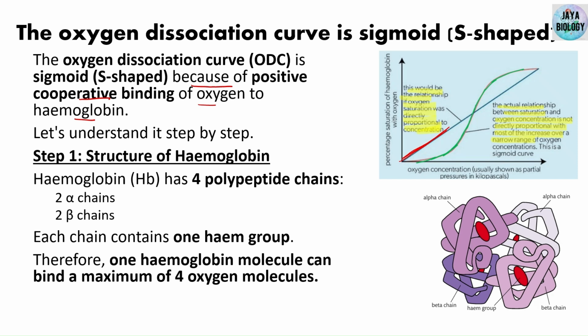Before understanding in detail, first try to understand a few basic things. What is the structure of hemoglobin? It has 4 polypeptide chains, 2 alpha and 2 beta, and each chain contains one heme group. You can see this is the heme group, I am highlighting it with yellow color. Each heme group has one iron, which I am marking with blue color. Each iron can carry one oxygen molecule, so one hemoglobin can carry a maximum of 4 oxygen molecules.